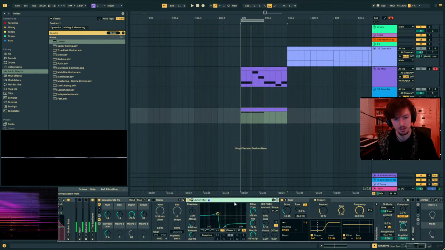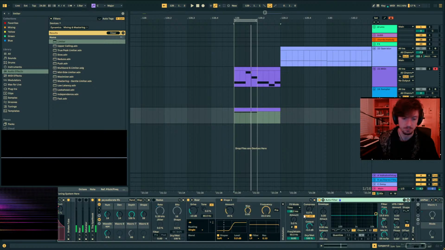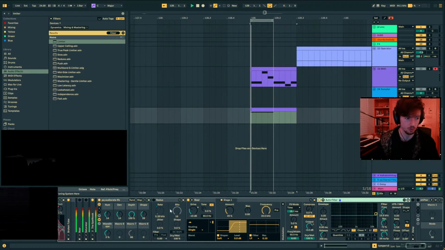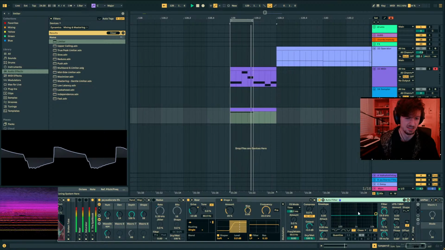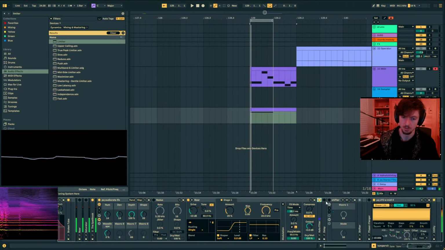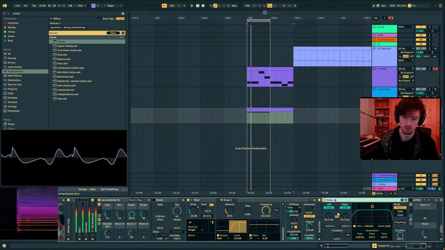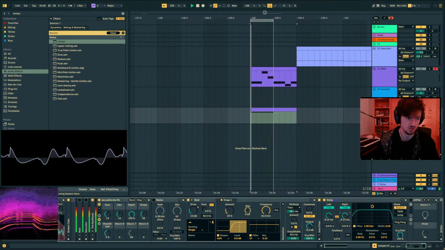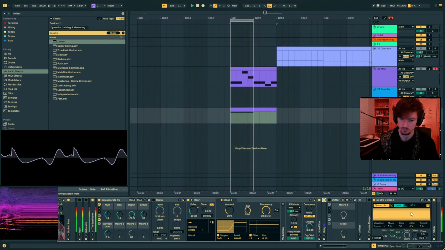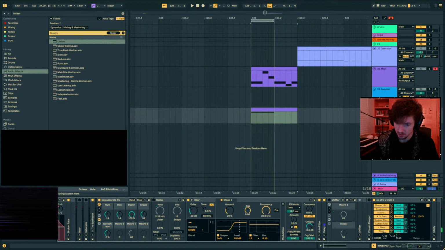The order probably matters. No, it doesn't really. If you overdo it, it just turns into a literal square wave. Delay maybe now might be cool. Right, super delay. Open delay time.